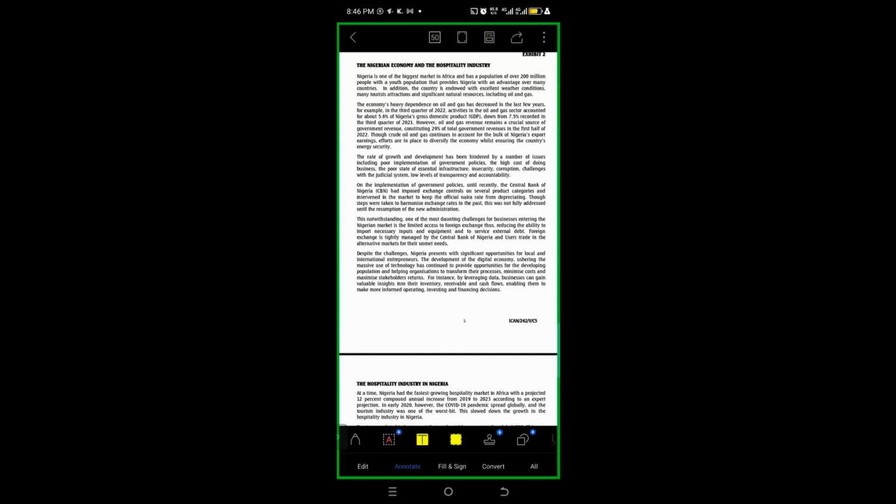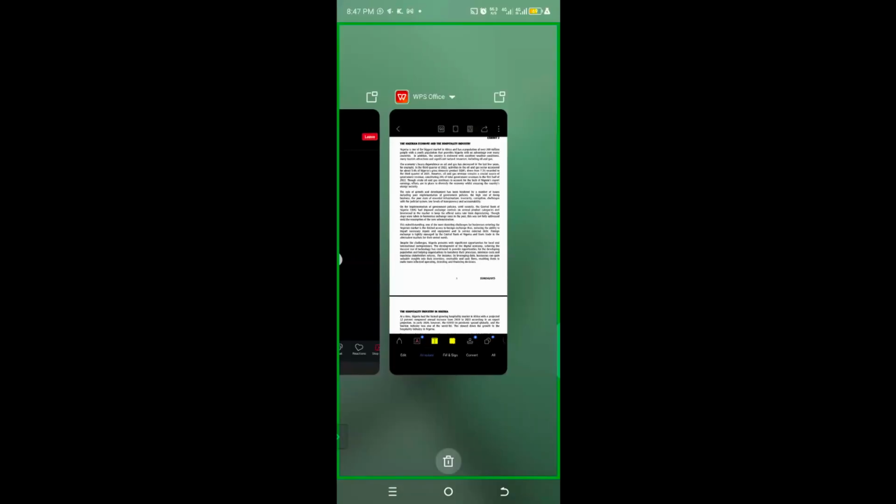The development of the digital economy, ushering in the massive use of technology, has continued to provide opportunities for the developing population and helping organizations to transform their processes, minimize costs and maximize stakeholders' returns. For instance, by leveraging data, businesses can gain valuable insight into their inventory, receivables and cash flows, enabling them to make more informed operating, investing, and financing decisions.